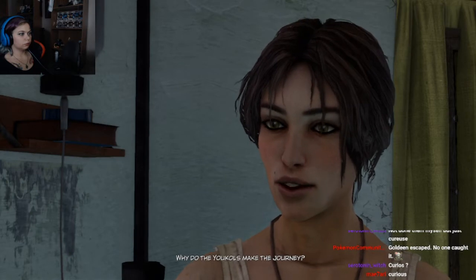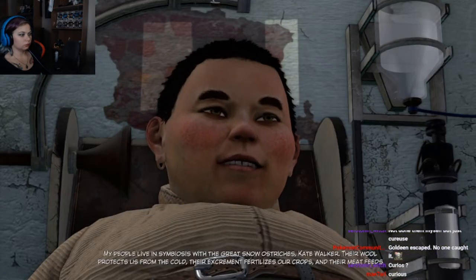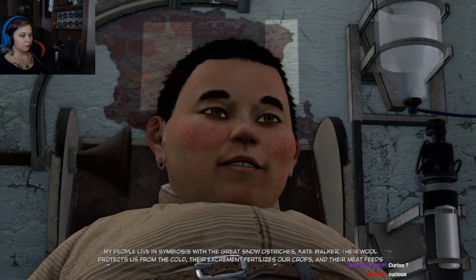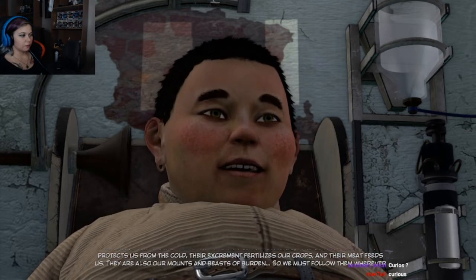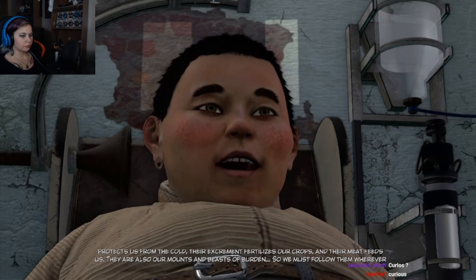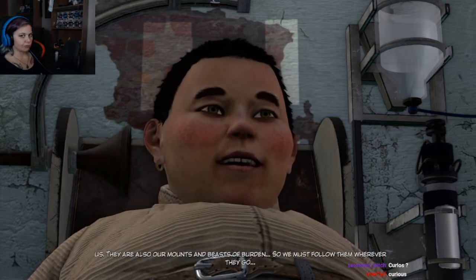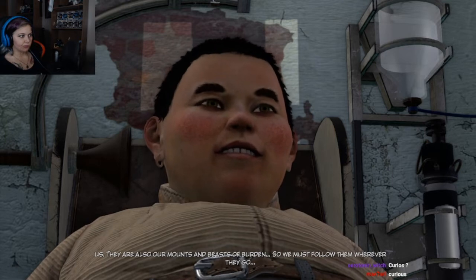Why do the Yukols make the journey? My people live in symbiosis with the great snow ostriches, Kate Walker. Their wool protects us from the cold. Their excrement feeds our crops, and their meat feeds us. They are also our mounts and beasts of burden, so we must follow them wherever they go.